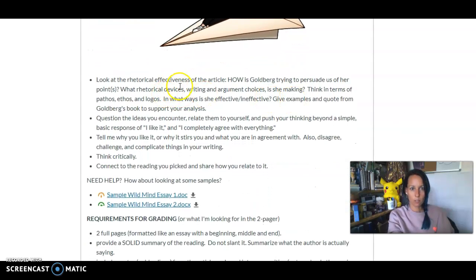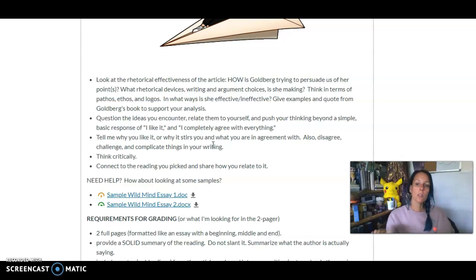You're looking at the rhetorical effectiveness of Goldberg's piece. How is Goldberg trying to persuade us of her points? What rhetorical devices is she using in her argument? And so remember, we have ethos, pathos, and logos, which we will discuss more throughout this week and the next several weeks. You're going to question the ideas that you encounter, agree and give reasons, disagree and give reasons, why you like it, why it stirs you, and connect on that personal level.